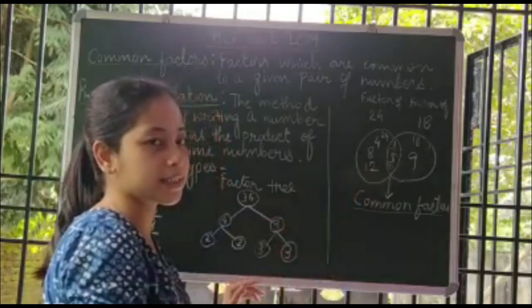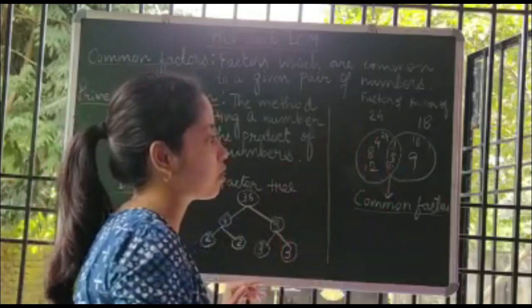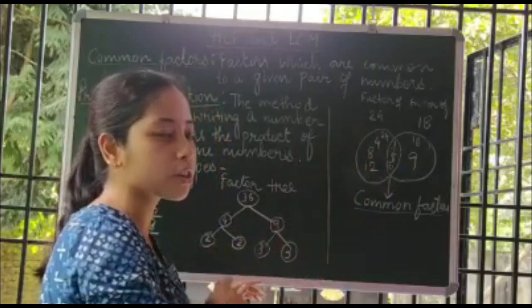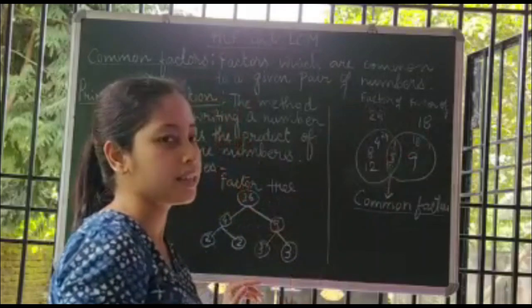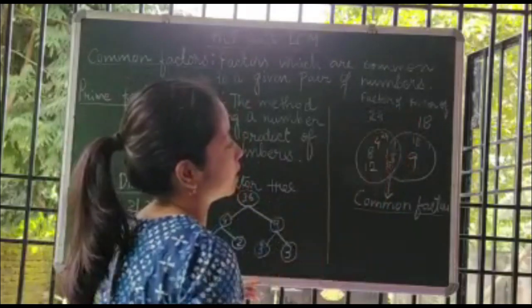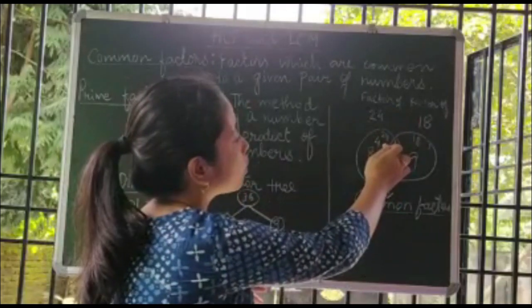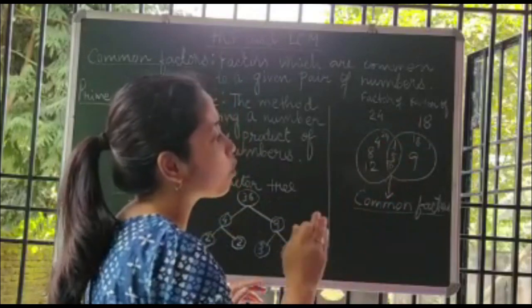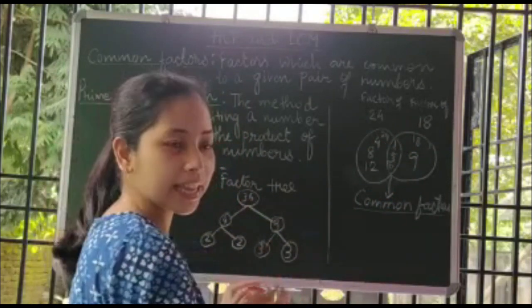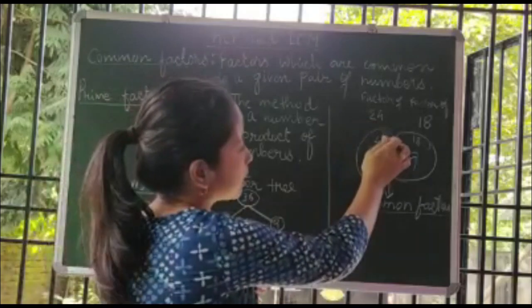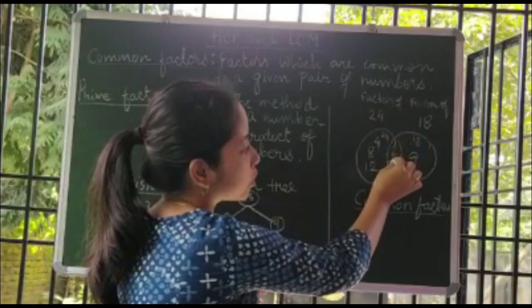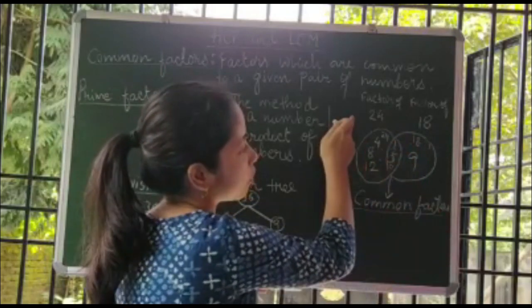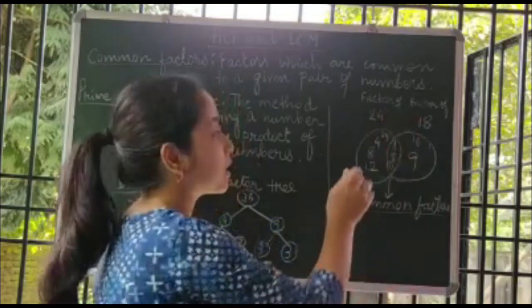Now let us come to 6. In the house of 6, is 24 there or not? Of course it is there, because 6 times 4 is 24. Again in the house of 6, is 18 there or not? Yes, it is there. 6 times 3 is 18. So 1, 2, 3, 6 are the common factors. Is that clear? These houses have both 24 and 18. Therefore 1, 2, 3 and 6 are the common factors of the two numbers.